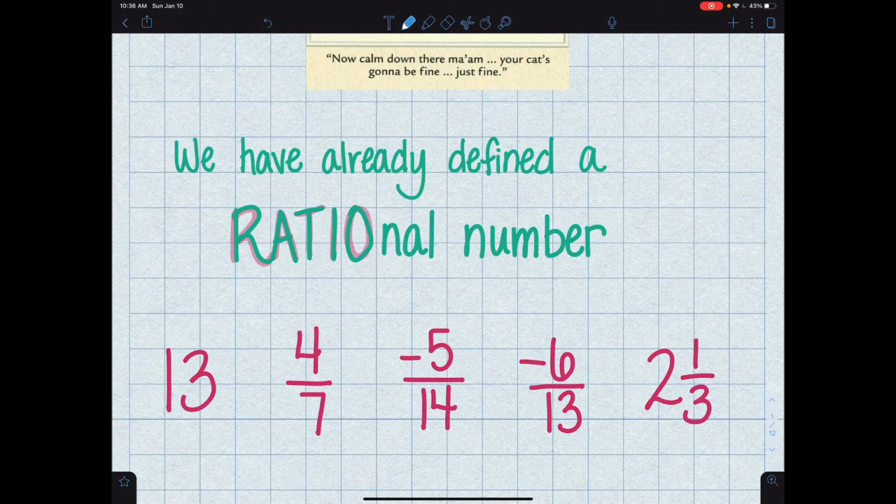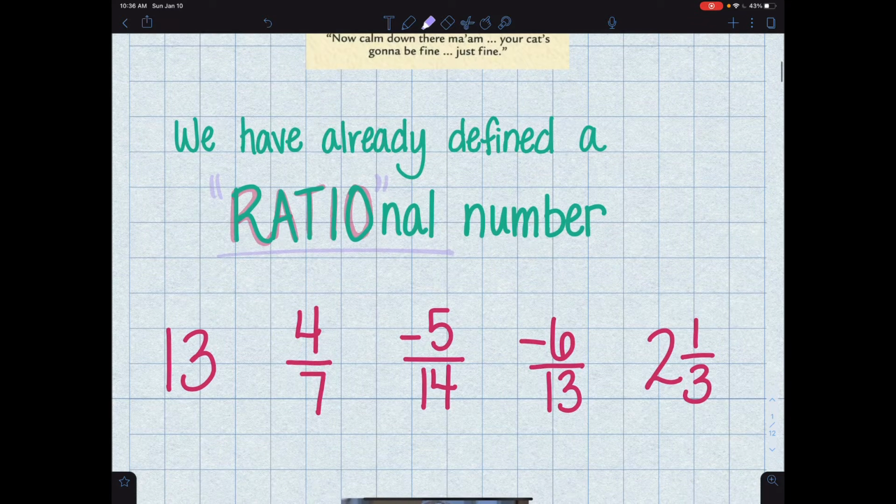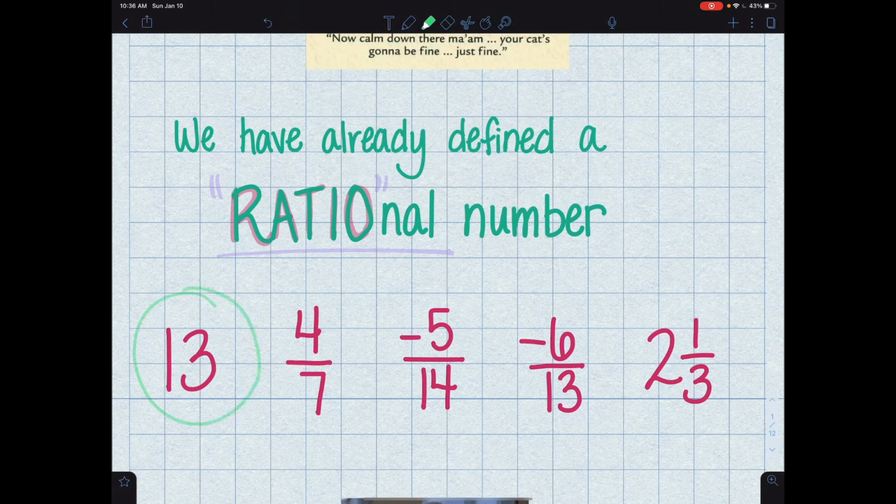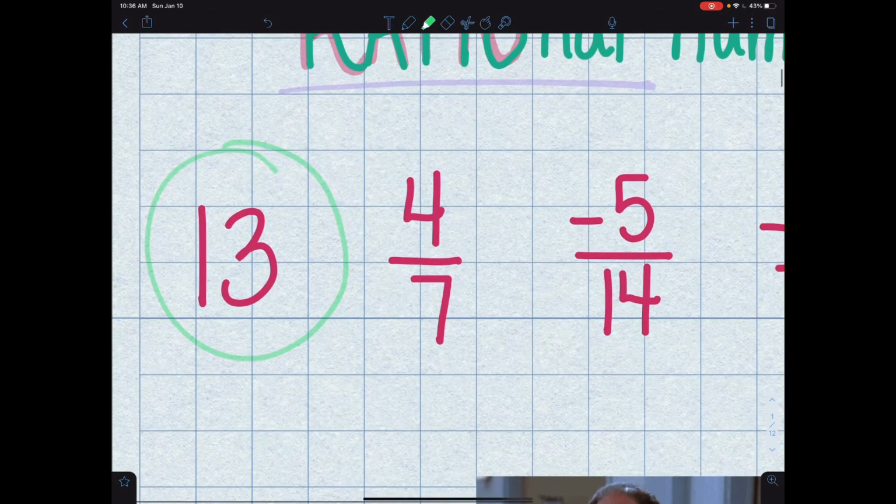All right, so let's jump into the lesson. So it talks about how in lesson 61, we already defined what it means to be a rational number. And remember, rational has the word ratio in it. So anything that can be expressed as a fraction is a rational number. So these are all rational numbers. So this first one is a rational number, 13, because it can be expressed as 13 over 1, right?